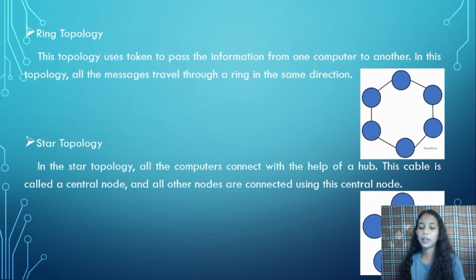In the star topology, all computers connect with the help of a hub. This is called the central node, and all other nodes are connected to this central node. It's the most popular on LAN networks as they are inexpensive and easy to install. So the benefits of this star topology: it is easy to troubleshoot, set up, and modify.